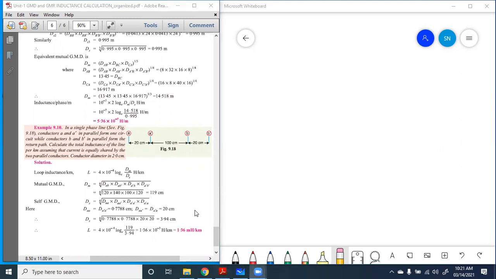Thank you. These are all the types of combinations of numerical based on GMD, GMR, and also the numerical based on the inductance calculation of the single phase and three phase line. Also numerical on GMD and GMR for the inductance calculation for the single phase double circuit line and three phase double circuit line. Thank you.